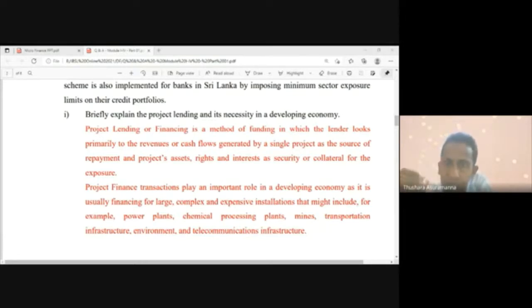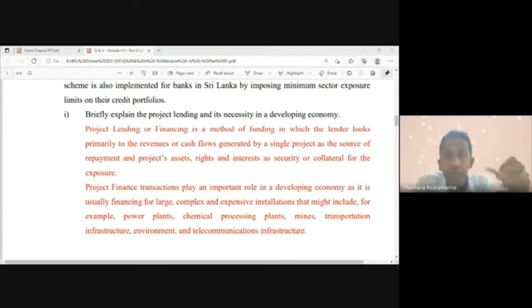So when it comes to you, think from scratch. Here he asked about the project definition and development of the economy. Development of the economy does not come only from project financing. It could come from SME banking, it could come from microfinancing. Same answer, but you need to tweak it to suit project financing here.